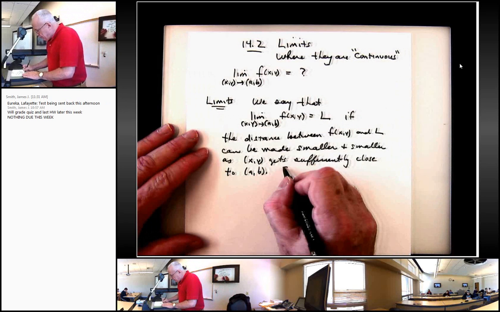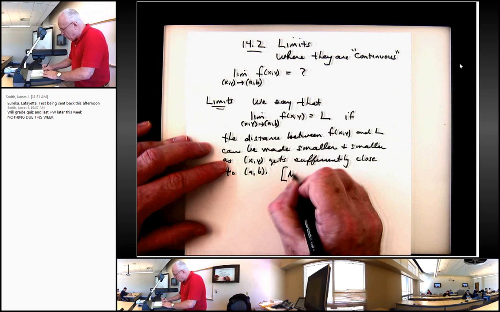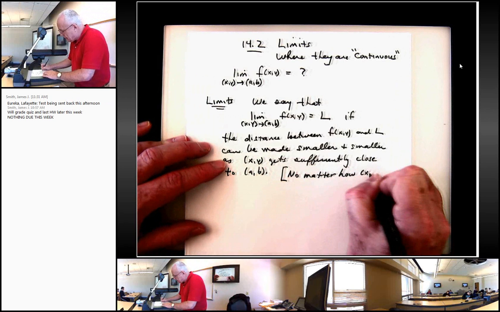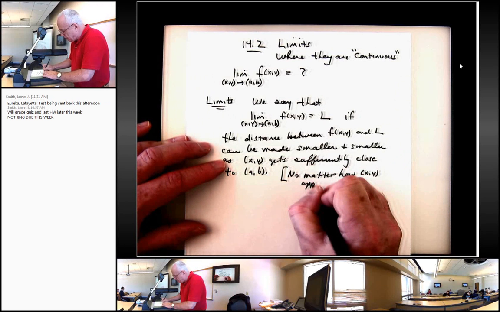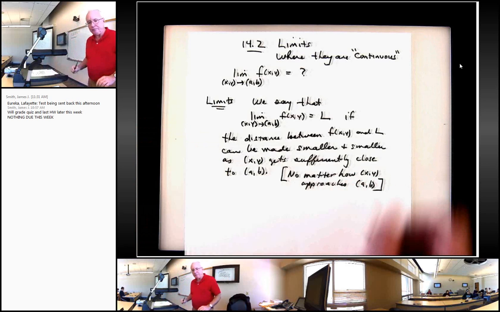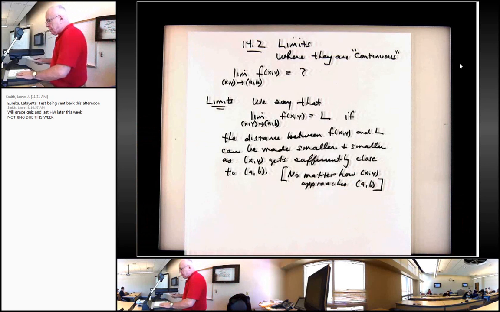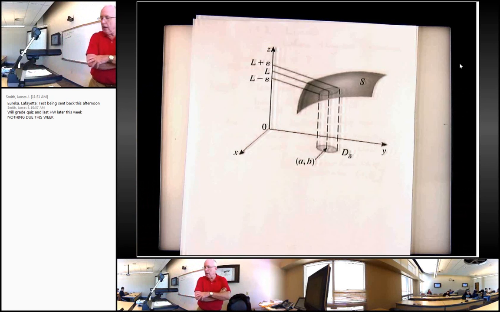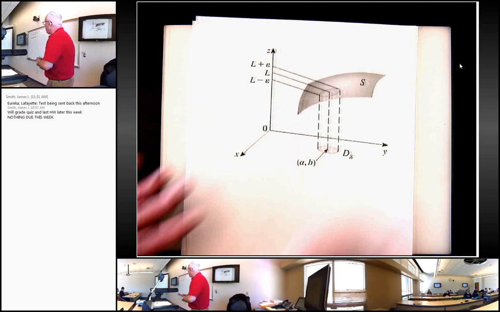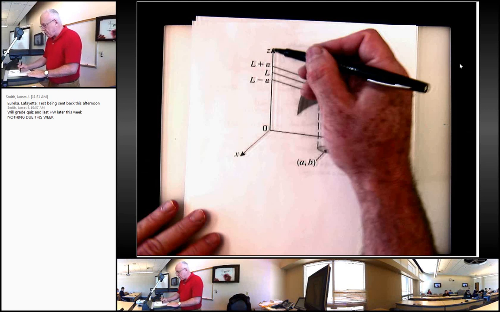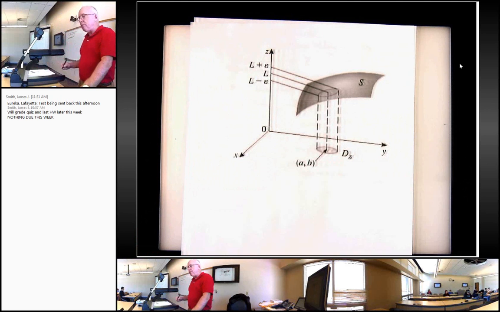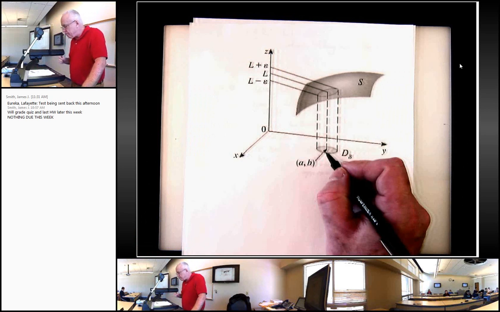And the important thing here is no matter how x comma y approaches A comma B. All right. Look at this thing here. This is just a more visual thing here. So here we have the surface right up here, kind of again like a flying carpet up there. Here's the z-axis, here's the x and y. And here's a point A comma B for x and y that's on the xy plane.